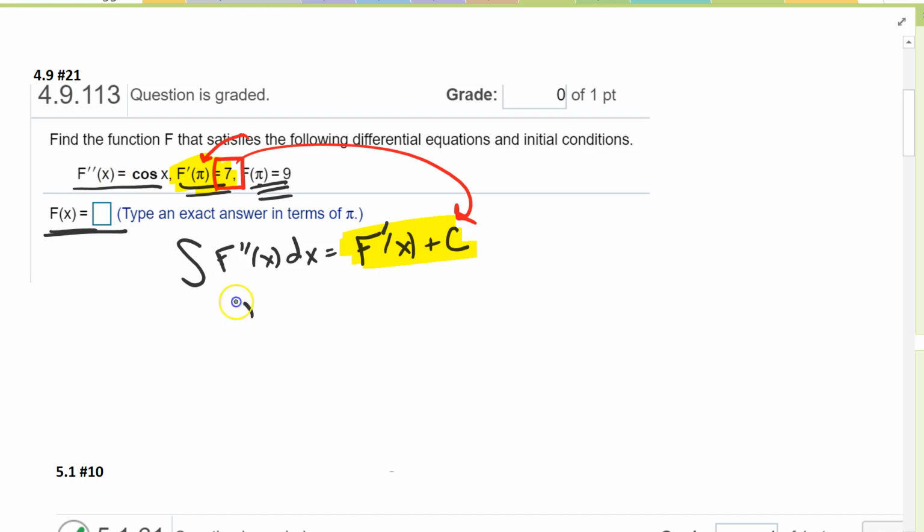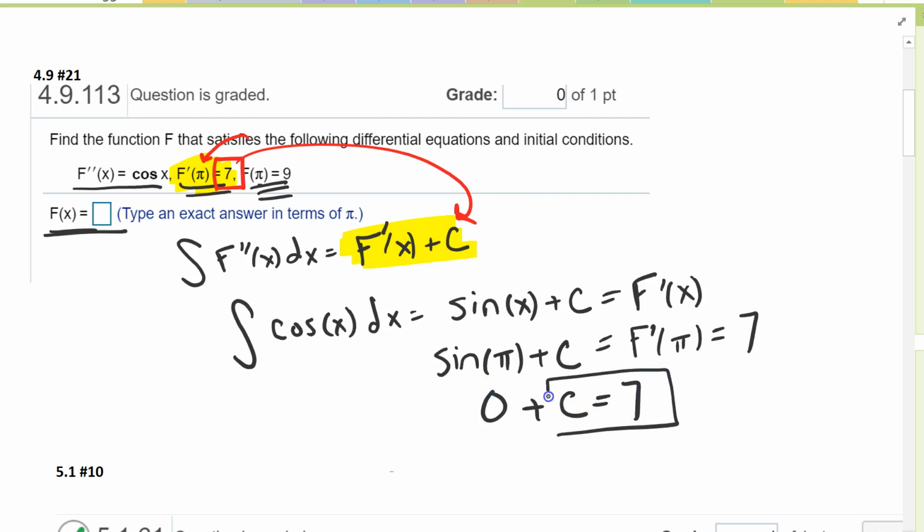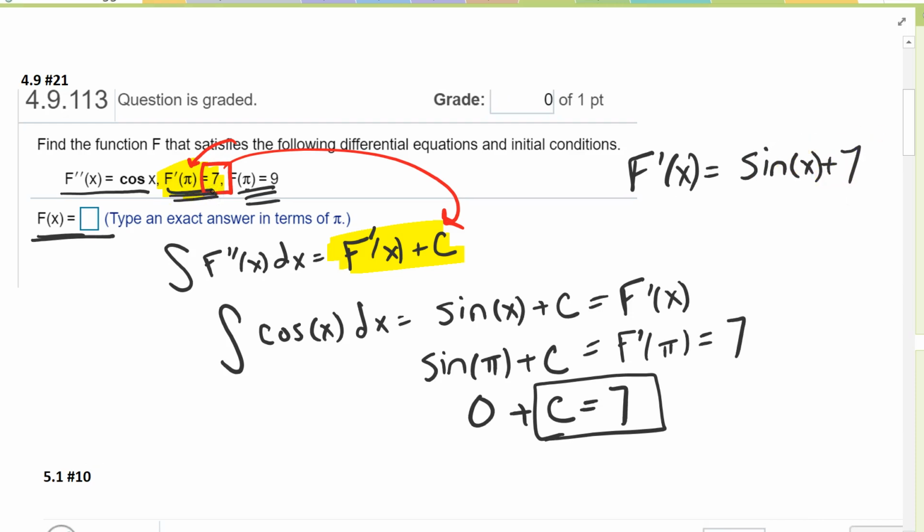And that's going to give us the function that satisfies the initial conditions as well as the second derivative being cosine. So let's see, if we integrate cosine of x with respect to x, that's giving me sine of x plus c. This is going to be f prime of x. Well, f prime at pi is going to be 7. So what is sine of pi plus c? And sine of pi is 0, plus c equals 7. So that tells me that f prime of x is going to be sine of x plus 7. That satisfies the initial condition there.